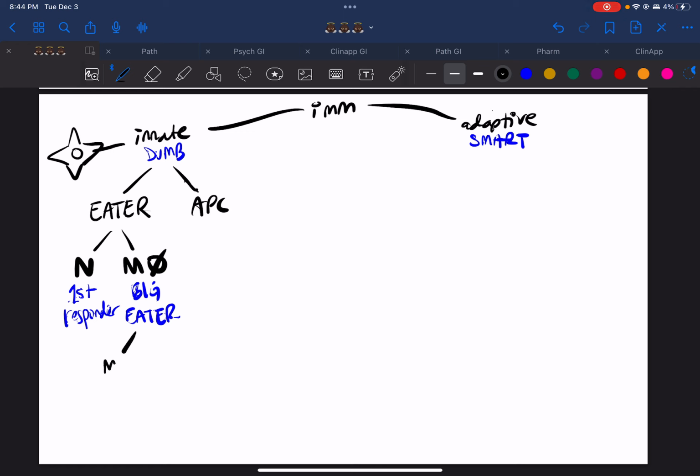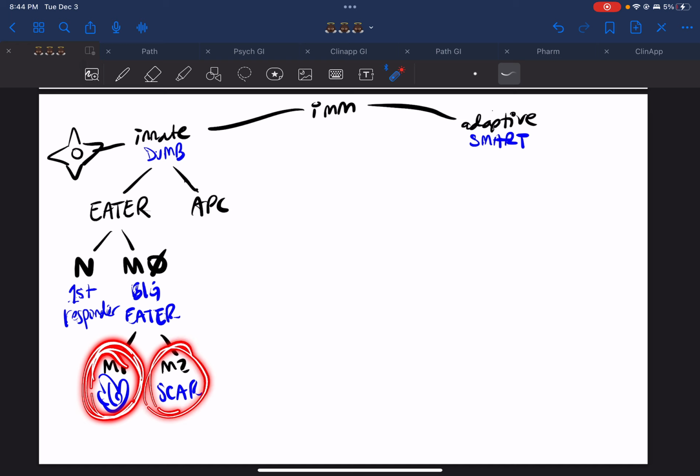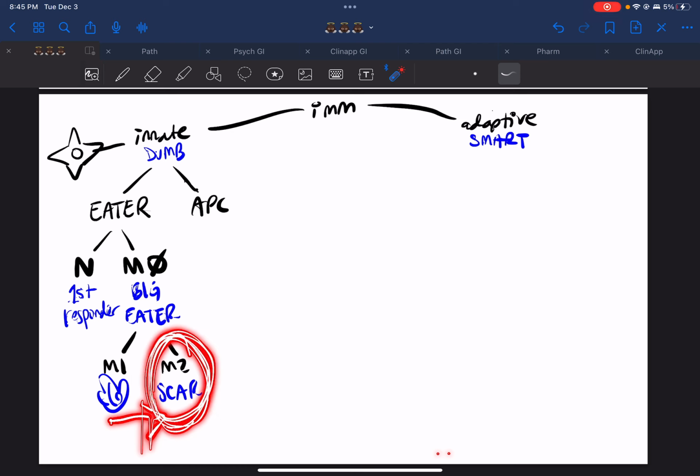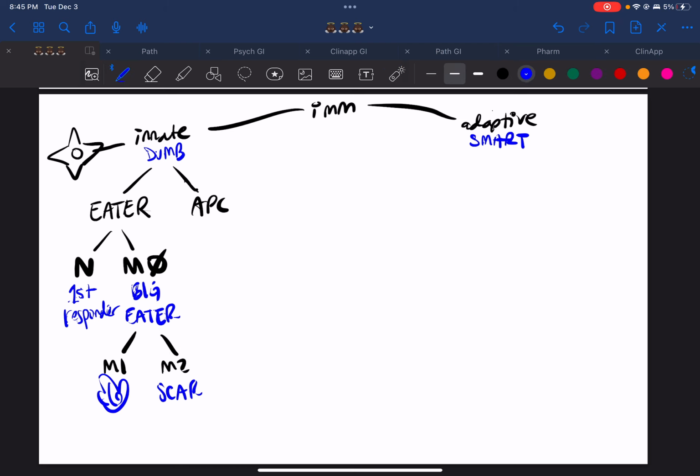Then this splits into M1 versus M2 macrophages. What do those mean? Inflammation versus scar. So basically, to break and destroy, and then to rebuild. Break versus rebuild. Inflammation versus healing. Inflammation, which is designed to kill germs, but also ends up damaging your own body, is always followed by the scarring and healing that takes place afterwards to repair that damage. So this is the battle, and then this is the rebuilding after the battle.